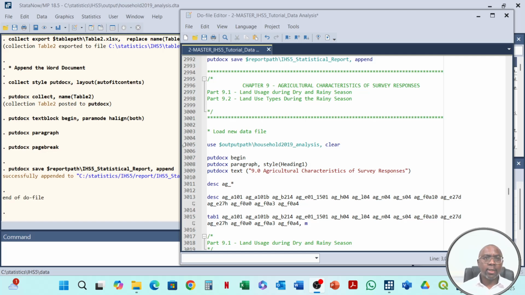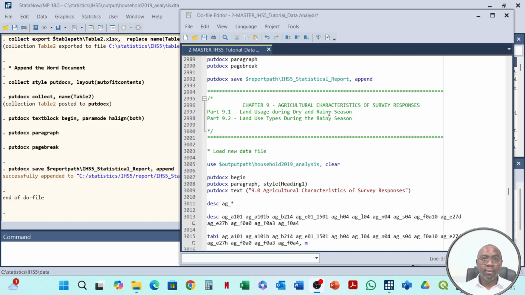Alright, so in our next lecture, we're going to go through chapters 9 and 10. In chapter 9, we're going to look at agricultural statistics. Again, there are many statistics that we created, but of course, in this chapter, we're interested in land usage during the dry and rainy season, but also what are the types of land uses during the rainy season.